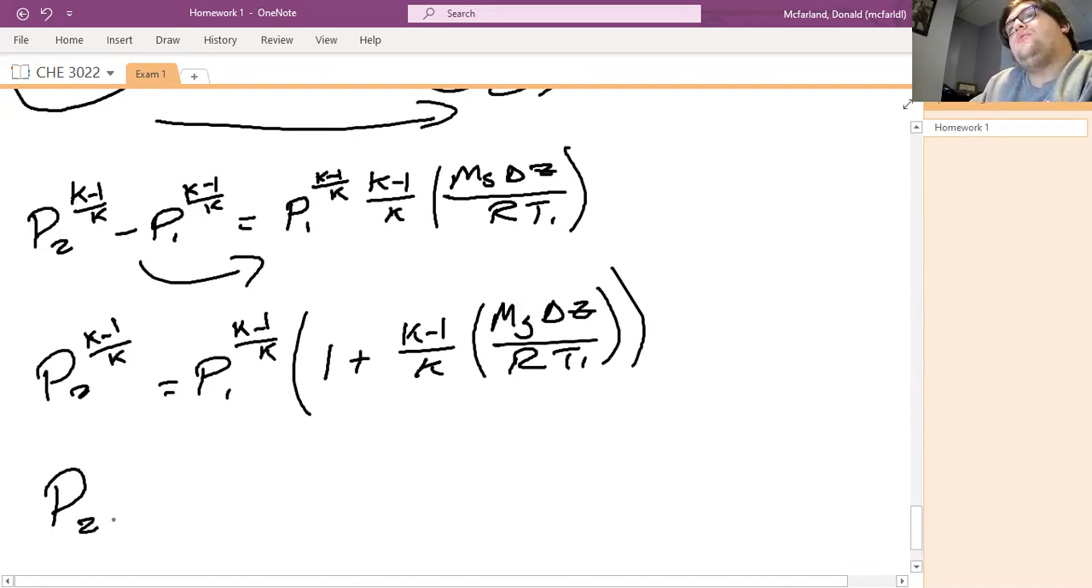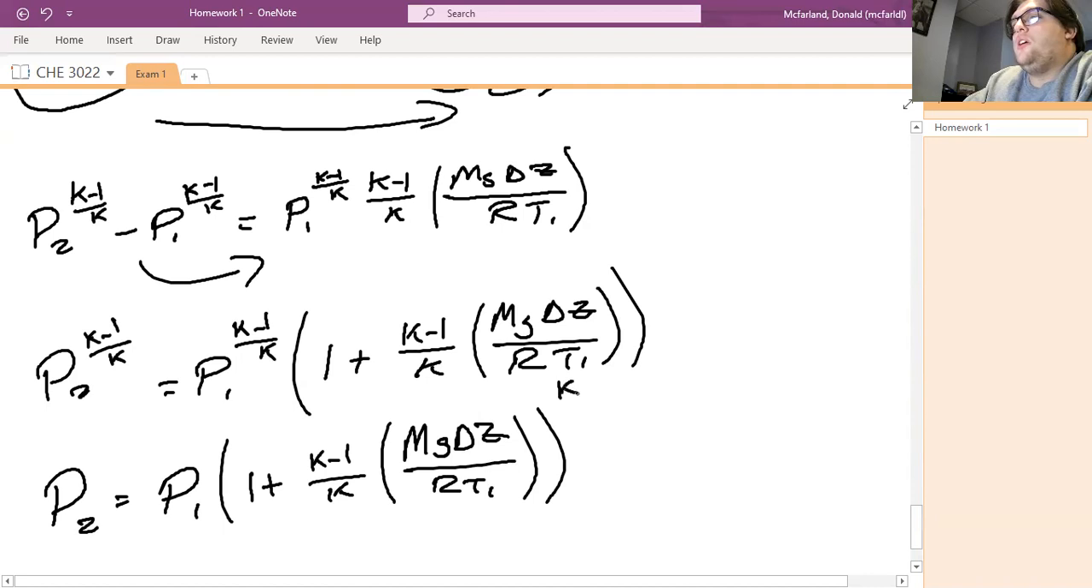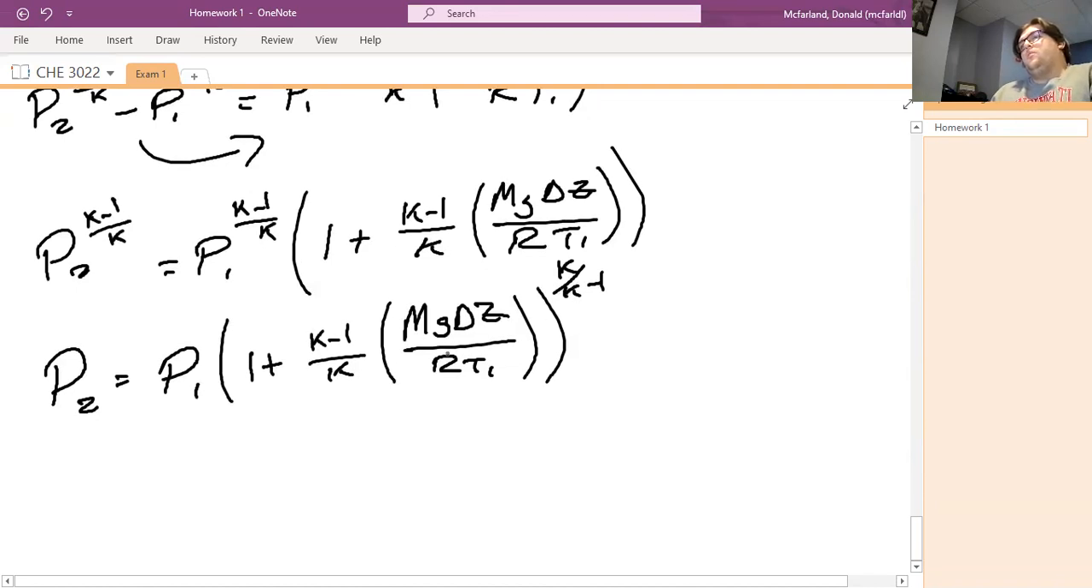So P2 will equal P1 multiplied by 1 plus K minus 1 over K, multiplied by mg delta z over RT1, all that raised to the reciprocal, which will be K over K minus 1. And that's how we find pressure with the change of depth.